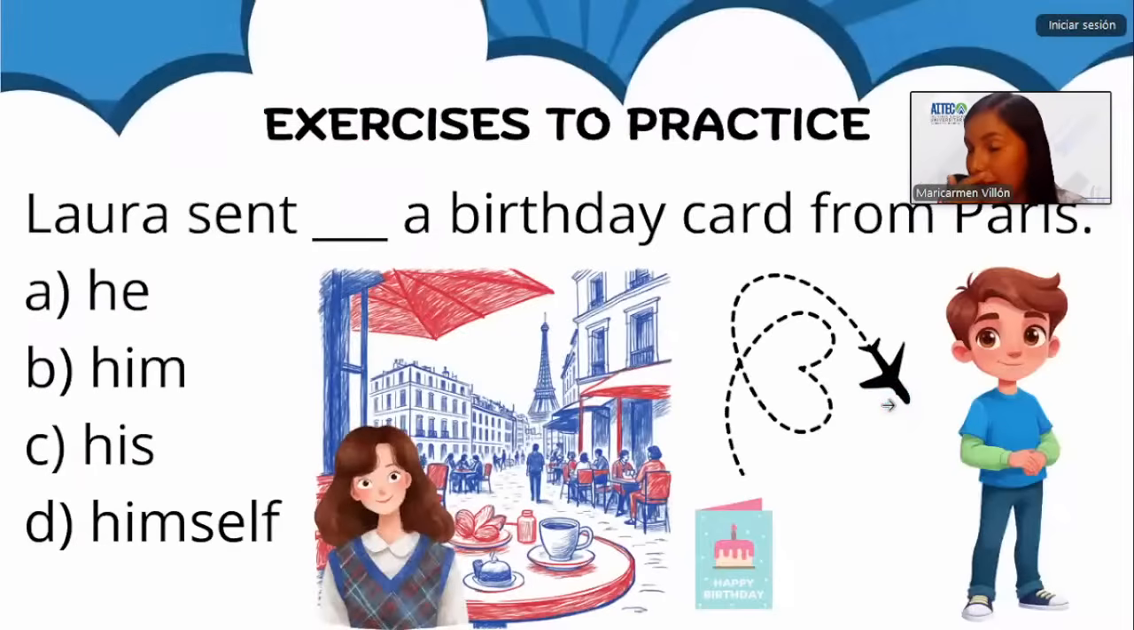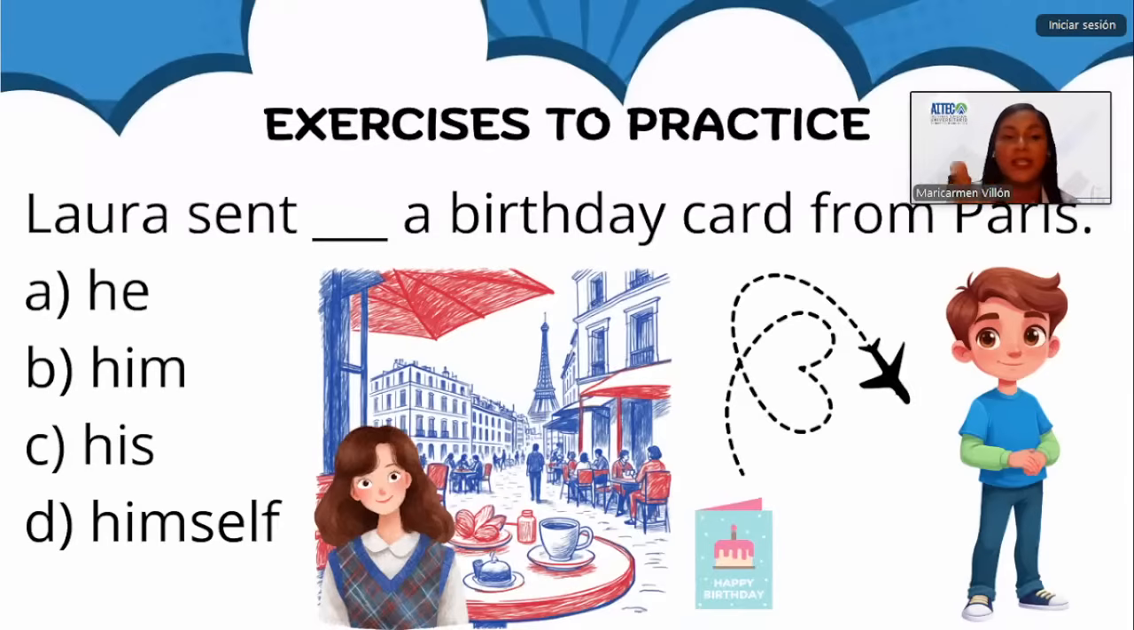Now, here we have some exercises to practice. Let's pay attention to this. Let's take a look. Remember that we have to identify here the direct and indirect objects. That's the idea. Ready? So I'm going to be reading in the chat. Please, as soon as you know the answer, write it down.